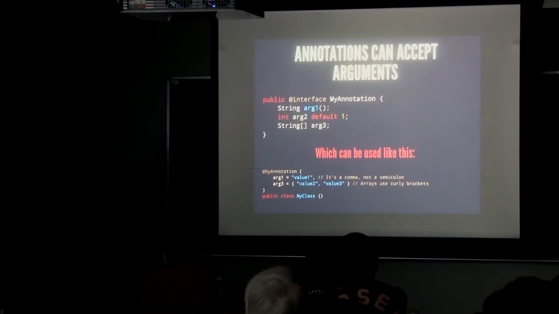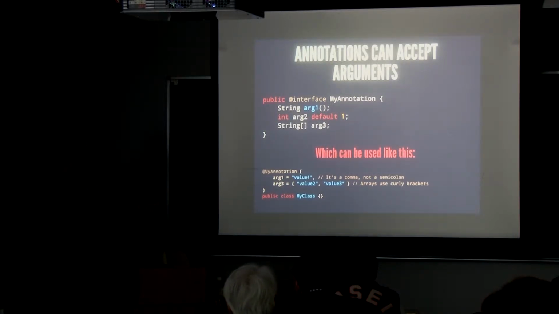Annotations can accept arguments, of course. You can use strings. You can do all kinds of things also with arrays. And you use them like this. The thing that's a bit off-putting sometimes is that with arrays you have to use curly brackets like this. It's something that you always have to look up when you don't remember. But other than that, it's pretty straightforward.